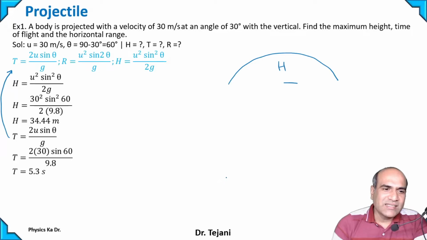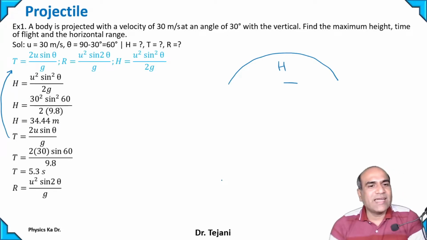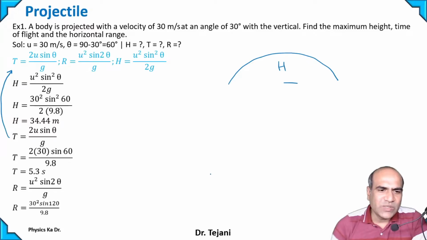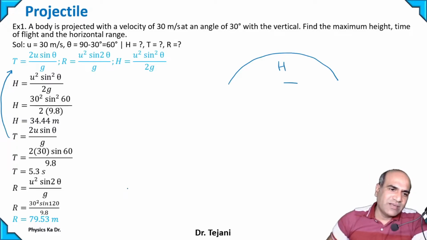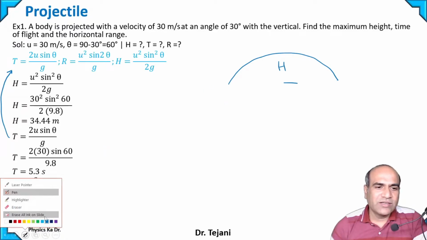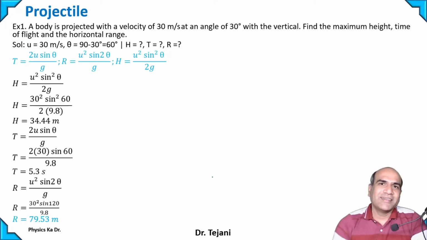And what about the last? We have range, u square sine 2 theta by g. Put the values here. U is equal to 30, sine of 2 theta becomes sine 120, and you get the answer 79.53. You also have to remember the values for sine 30, sine 60, sine 15, sine 45. These angles are commonly used, and you have to remember them.